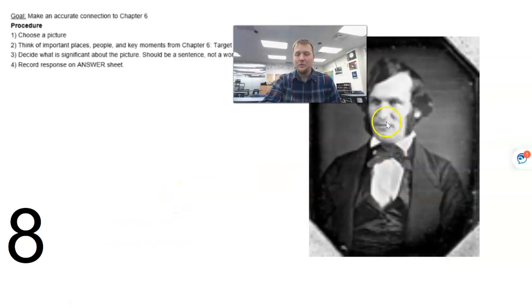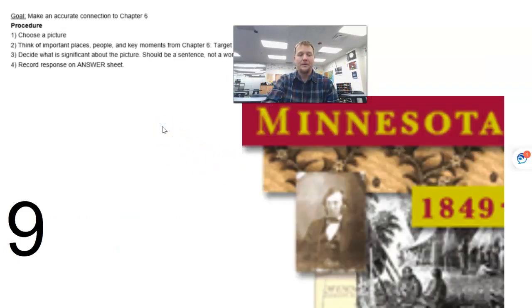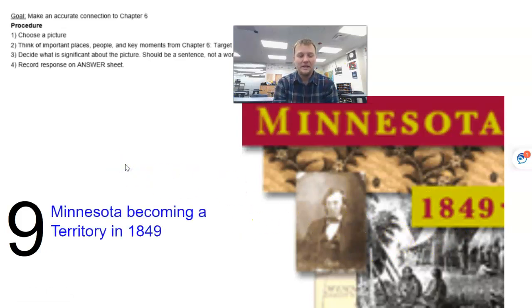Number 8, this portrait here, is Alexander Ramsey. The importance of him in this chapter is that he is the first territorial governor of the Minnesota Territory. Number 9, this picture here is 1849, and you also see that same portrait in a little smaller view here. This is to represent the year that Minnesota became a territory. If you remember, in order to become a state, you need to be a territory first. That is what this picture is supposed to represent.